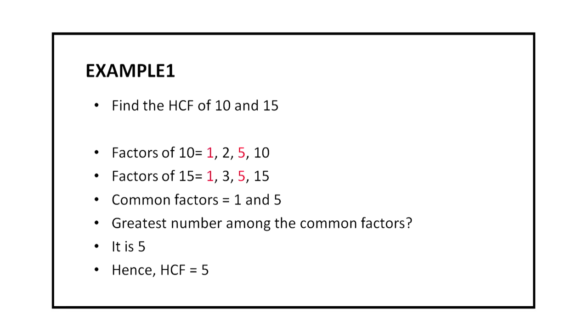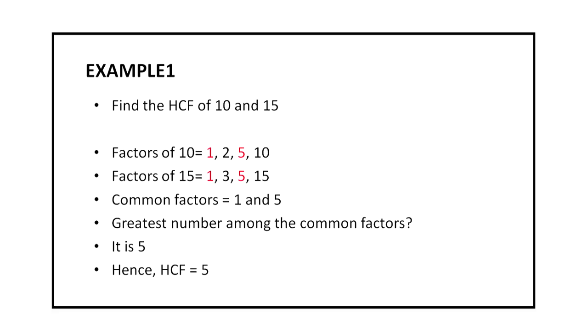Example 1. We'll see how to determine the highest common factor for two given numbers. I'm taking for example two numbers, 10 and 15. So what we have to do here is, step 1, write down the factors. Step 2, find out the common factors. And step 3, determine the greatest number among the common factors.